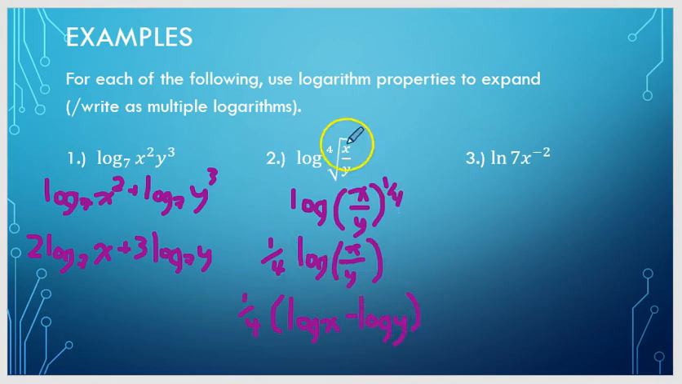So this is our expanded form of the same expression up here at the beginning. One last quick example. Again, I do see things being multiplied. I see a 7 and an x to the negative second power. I also see an exponent. But since the exponent's not being applied to everything, we're going to use the product rule first.